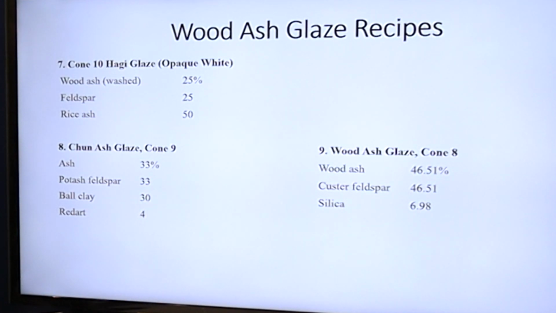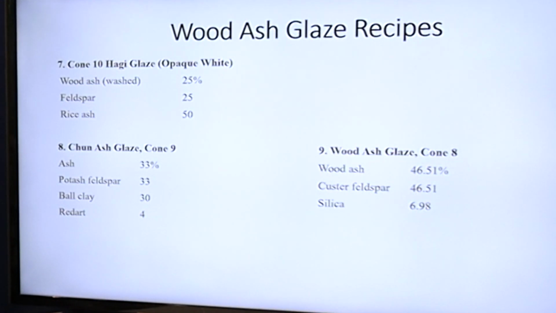And the red art is probably in there for color. It's a source of iron, and it's an additional clay. So it's a colored clay basically. So it's probably in there mostly for the iron, as a colorant for the glaze. And here's another one now, Cone 8, wood ash, custom feldspar, and silica.